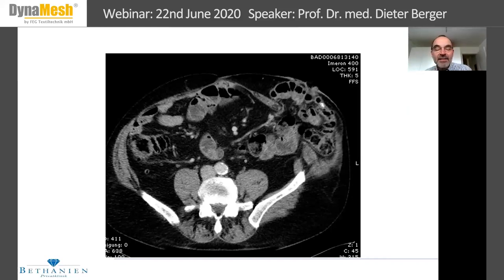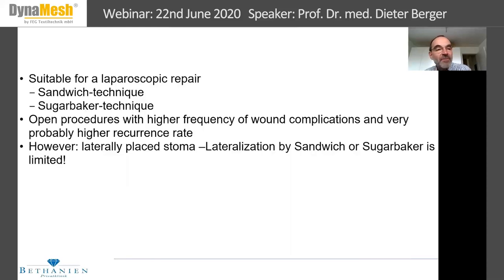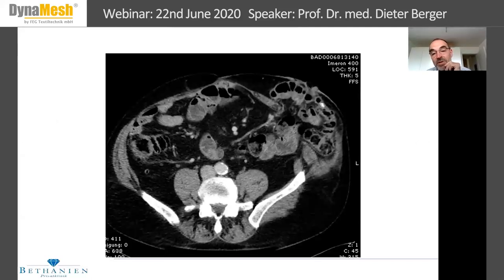I decided it was one surgical procedure ending up in the parastomal hernia, and therefore I decided to do a laparoscopic repair by the sandwich technique. Sugarbaker technique may be possible. The open procedure, of course, has a higher frequency of wound complications and probably a higher recurrence rate. But there's one problem, and that should be really pointed out for the Sugarbaker technique or the sandwich technique.